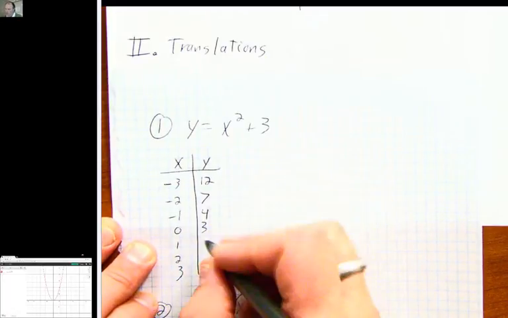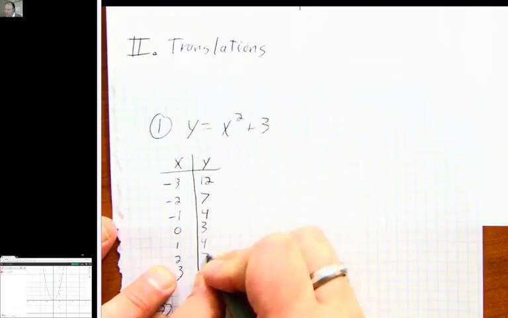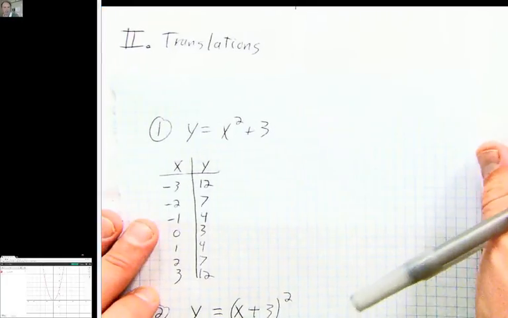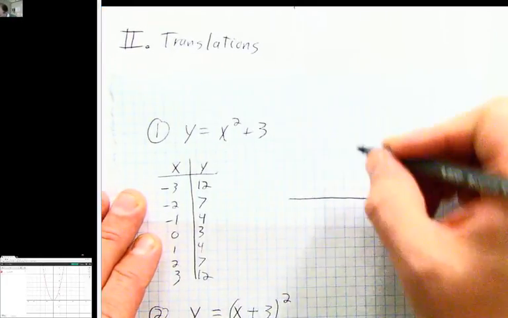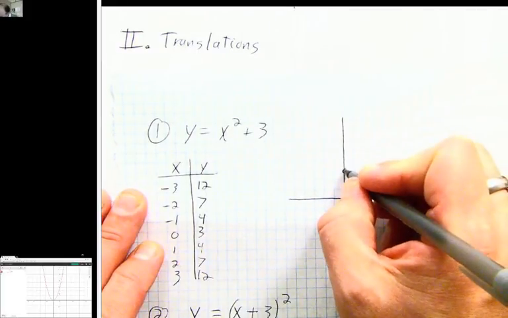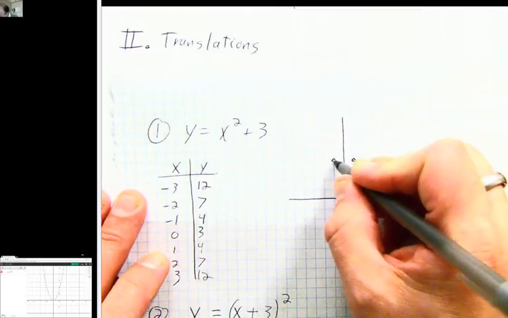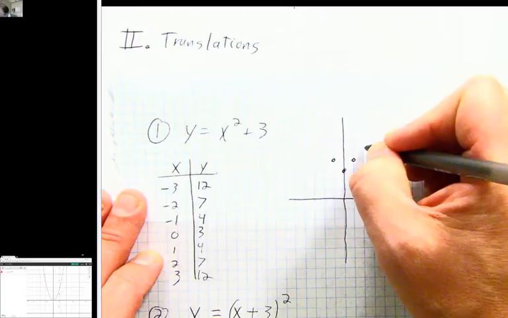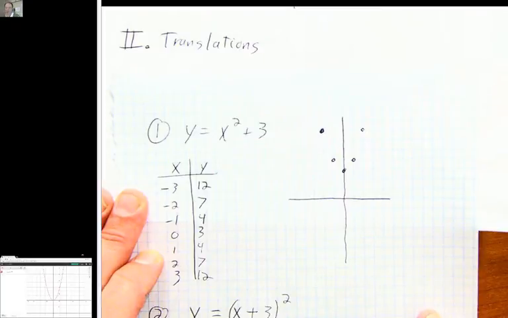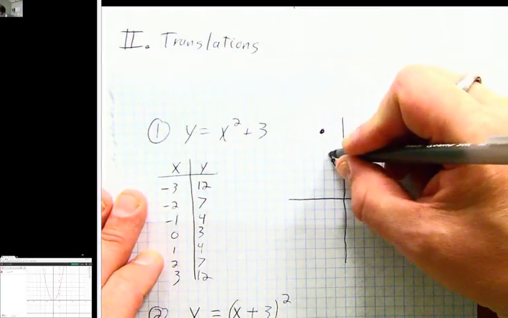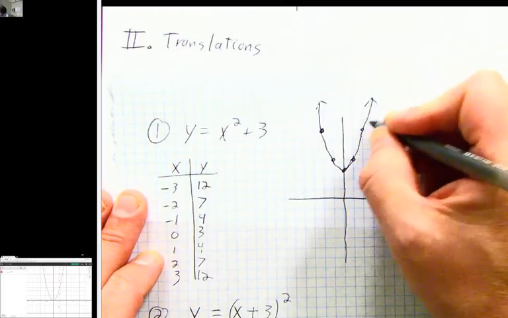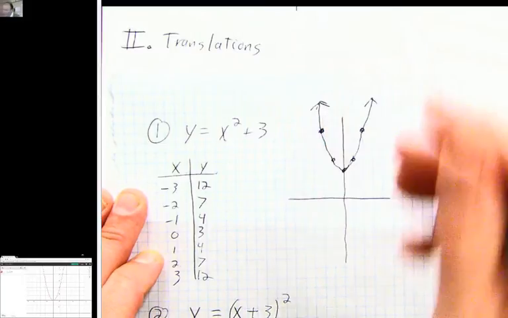If I plug in 1, 1 squared plus 3 is 4, 2 squared plus 3 is 7, 3 squared plus 3 is 12. And if you graph this, I'm using graph paper for this graph, I had 0, 3, 1, 4, and negative 1, 4, 2, 7, and negative 2, 7. I think that's actually enough information. I have the 5 points of importance that I talked about in my very first problem with the parent graph.